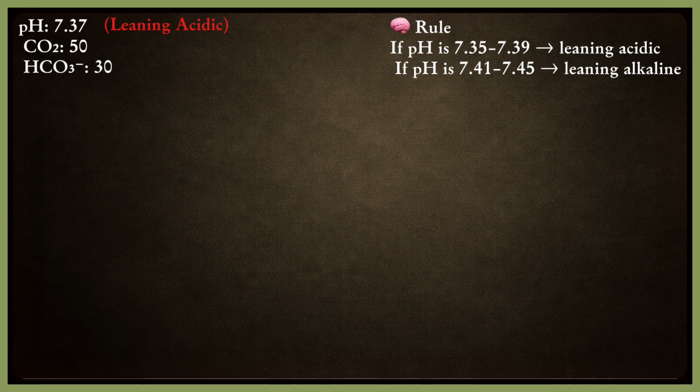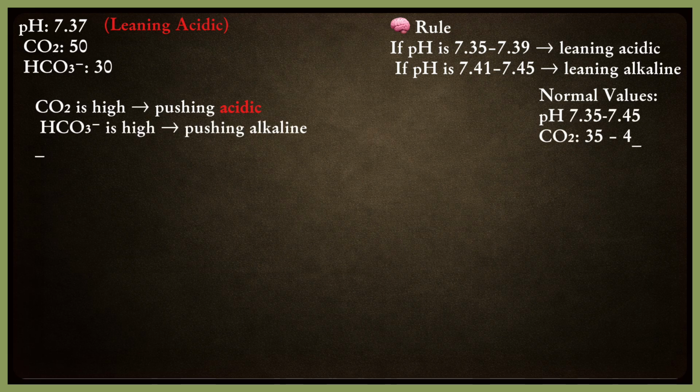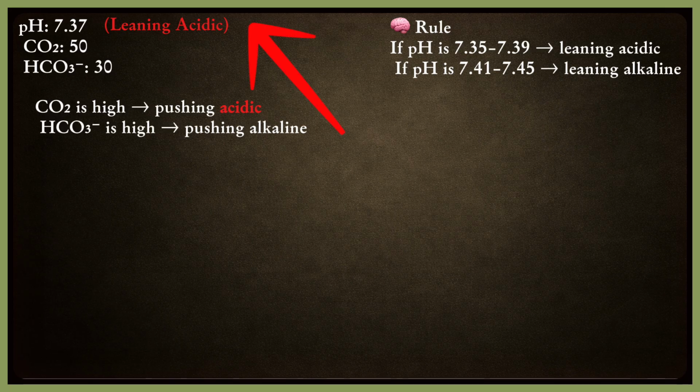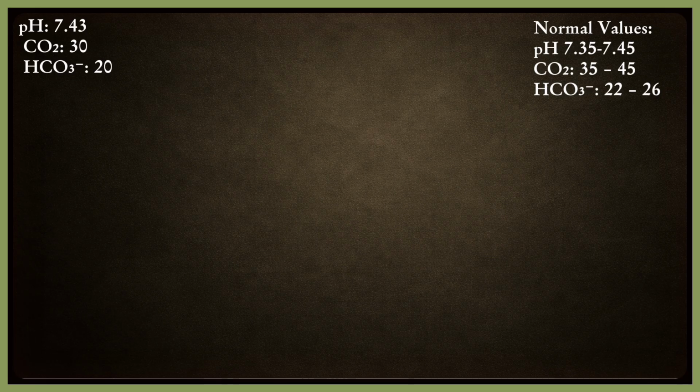Now look at the values. CO2 is high, pushing acidic. HCO3 is high, pushing alkaline. So both systems are involved. That's compensation. But which one caused it? Since the pH leans acidic, the original problem is respiratory. Fully compensated respiratory acidosis.